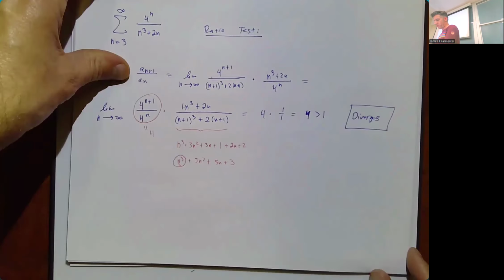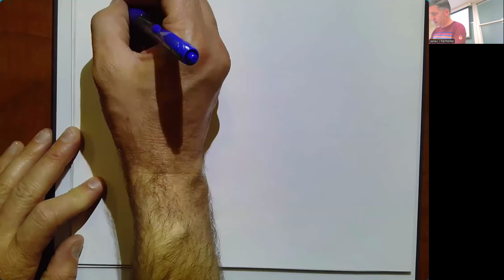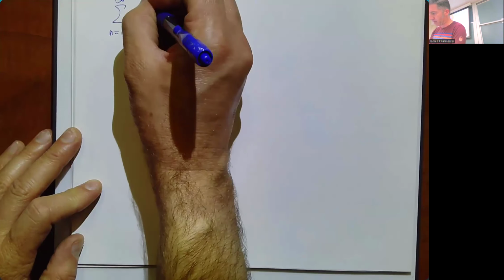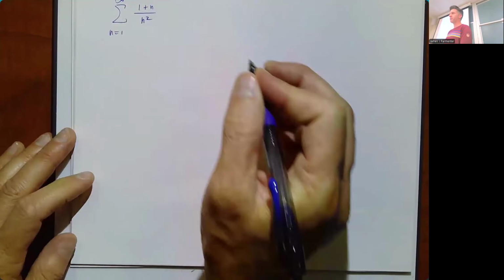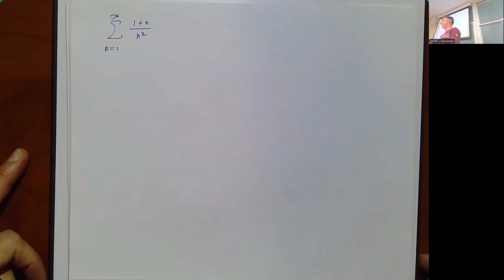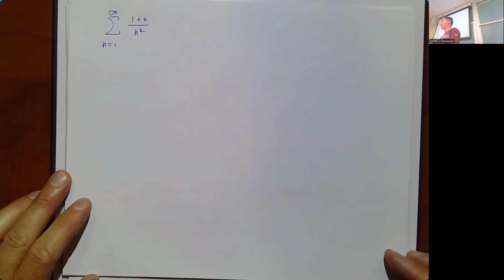Here's a fun one. Let's do this one first, actually. The sum from n equals 1 to infinity of (1 plus n) over n squared. Okay, what I want to point out here is this does not have any of the hallmarks I look for when trying to apply the ratio test. If we apply the ratio test, it's actually not going to work out for us. It's going to be inconclusive.